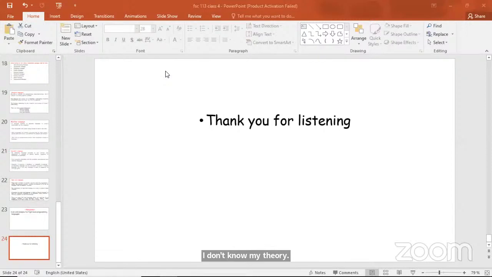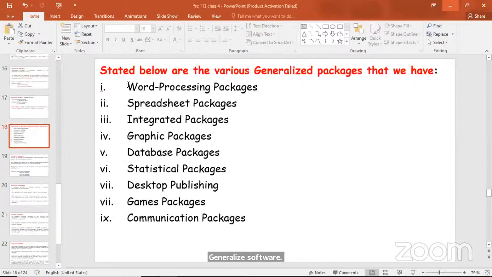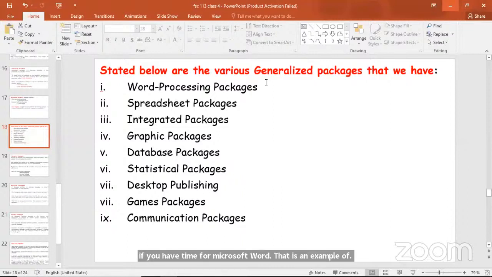Please, sir, can you review an example of generalized software? Okay, let me give you an example. An example of generalized software is word processing packages. You have Microsoft Word. I'm sure you would have typed on Microsoft Word at some time. If you have typed on Microsoft Word, that is an example of a generalized package.